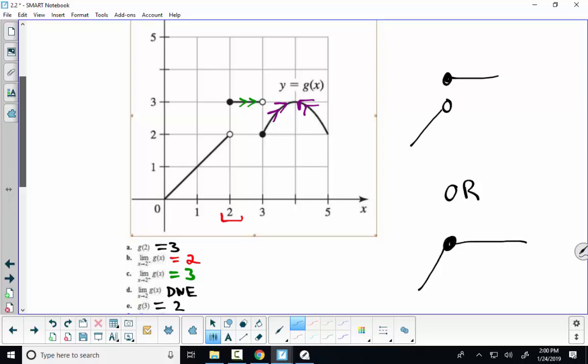This would have a different y value. Maybe this is a y value of 1, and this is a y value of 2. We know, since those limits don't exist, that the limit, approaching it from both directions, doesn't exist. But graphically, what that's telling us is that those pieces don't meet up.